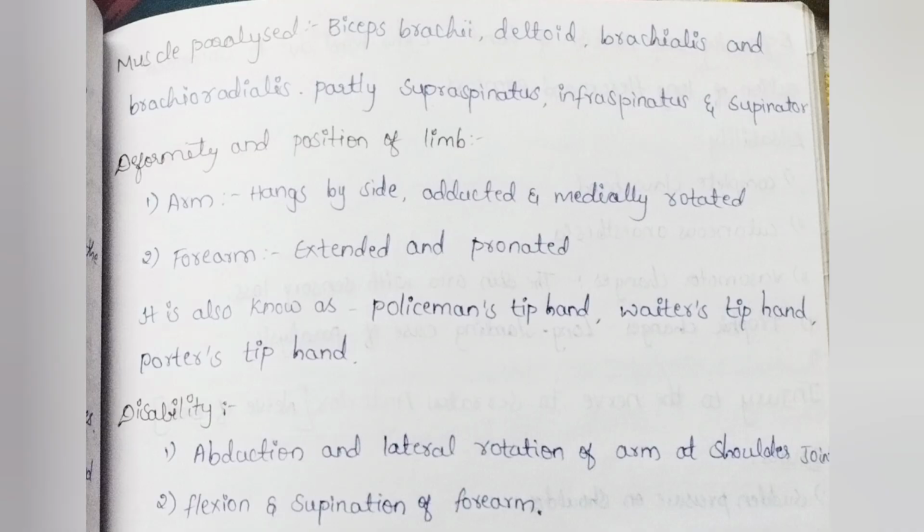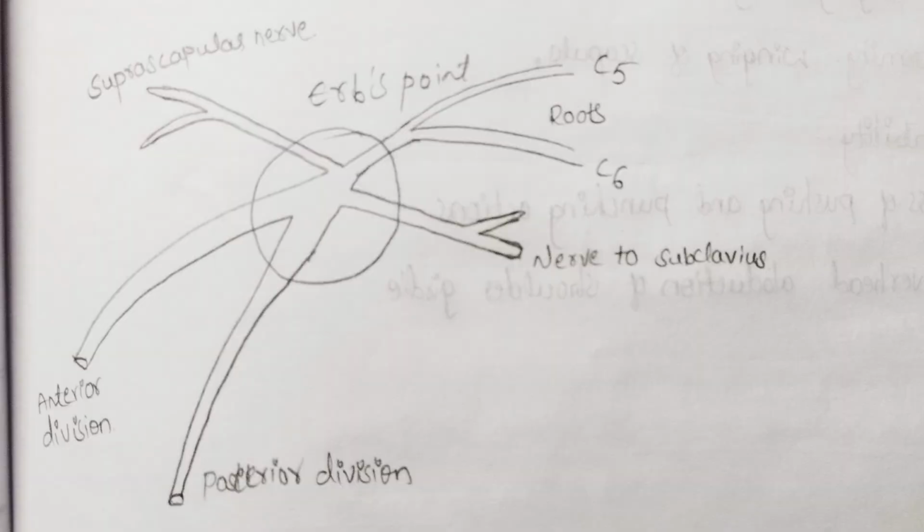Next, disabilities: abduction and lateral rotation of the arm at the shoulder joint, and flexion and supination of the forearm. Next, biceps and supinator jerks are also lost. These are the movements which are lost in Erb's paralysis. You can clearly see in the diagram where Erb's point is. It is very important for viva and exam.